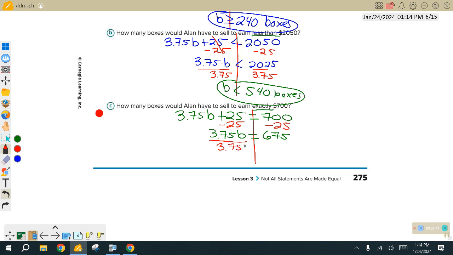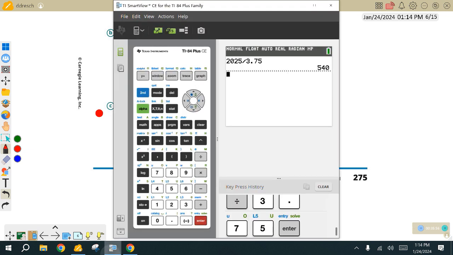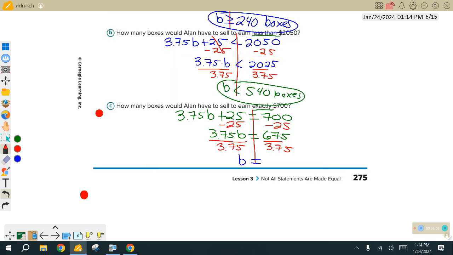675 divided by $3.75. That's where your calculator is coming into play. And Alan, if he sells exactly that amount, 180. 180 you said? So checking that with there, I agree with you there, Jalen. If he sells exactly 180 boxes, Alan is done selling his boxes, and he's good to go for the camping trip. So he's good. 180 boxes sold, good to go.